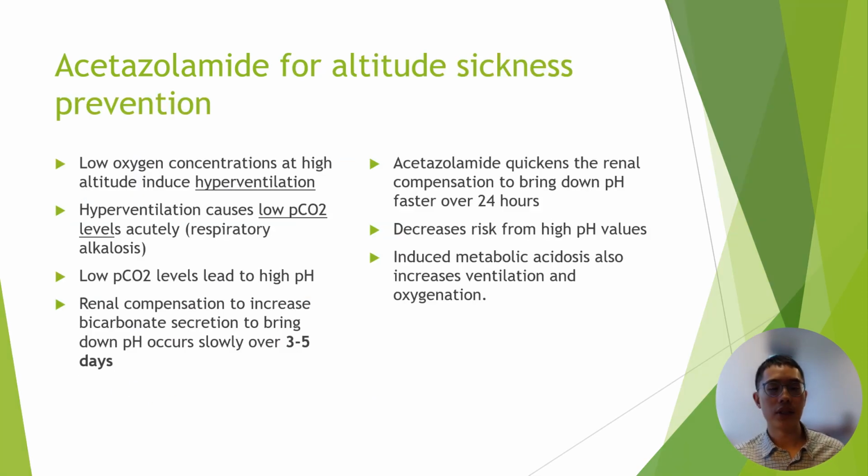One other use of acetazolamide is in prevention of altitude sickness. How does this work? Low partial pressures of oxygen at high altitude levels induce hyperventilation. As you may recall from your pulmonary lectures, hyperventilation results in lowering of the PCO2 levels in the lungs and in the blood, which in turn causes a rise in your pH. Usually, your kidney can help compensate for this rise in pH by getting rid of excess bicarbonate. However, this kidney process lasts on the order of 3 to 5 days.